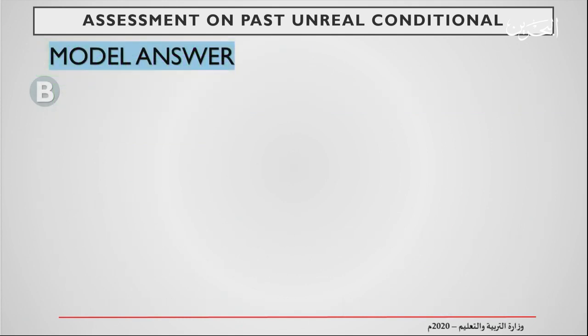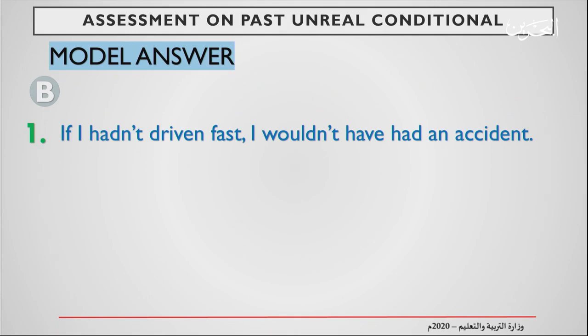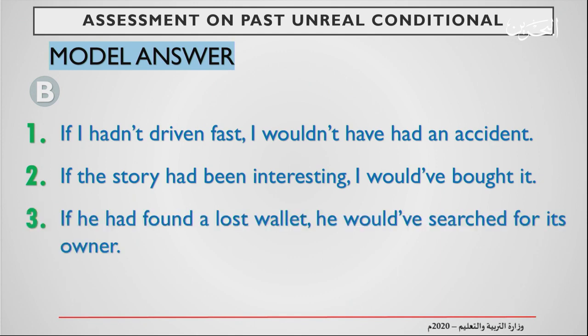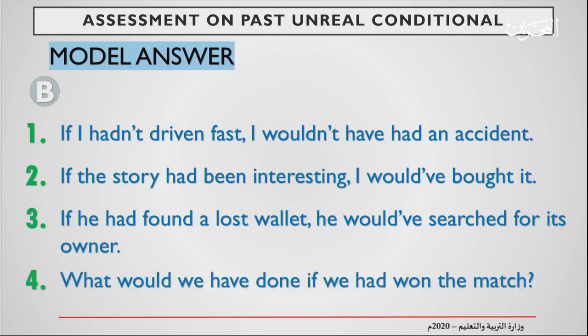So let's go over the model answer. 1, if I hadn't driven fast, comma, I wouldn't have had an accident. Number 2, if the story had been interesting, comma, I would have bought it. 3, if he had found a lost wallet, comma, he would have searched for its owner, full stop. 4, what would we have done if we had won the match, question mark? Give yourself a mark and let's carry on.